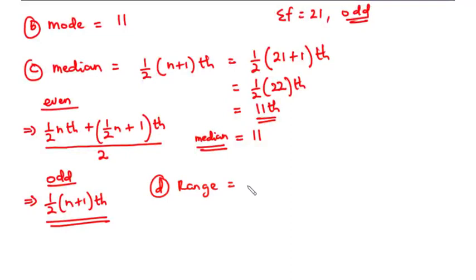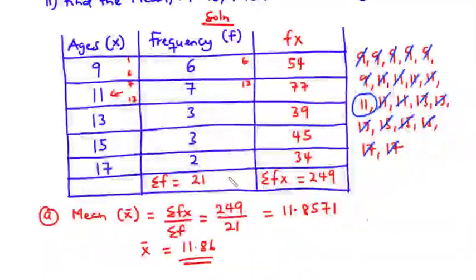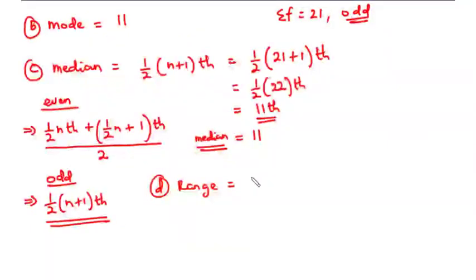So the range is the difference between the highest value and the lowest value. In this case, the range is the difference between the highest age and the lowest age. So we have the highest age to be 17 and the lowest age to be 9. So 17 minus 9 is 8. So we have the range to be 8.